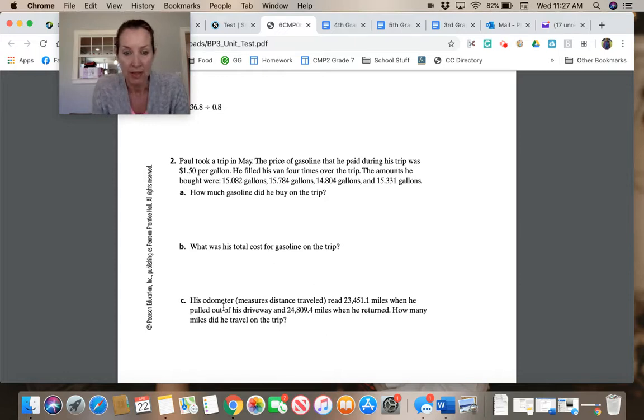The next one says his odometer measures distance traveled. His odometer, which measures distance traveled, read 23,451 and 1/10 miles when he pulled out of his driveway, and 24,809 and 4/10 miles when he returned. How many miles did he travel on his trip?